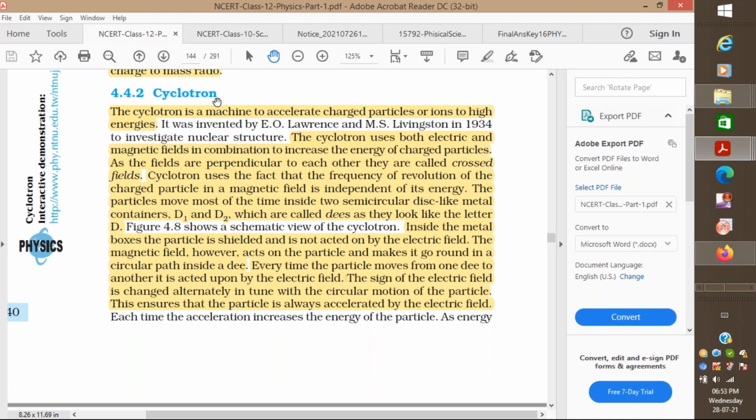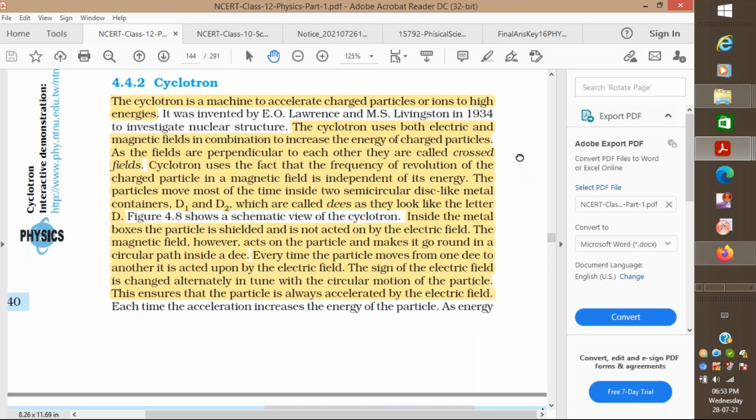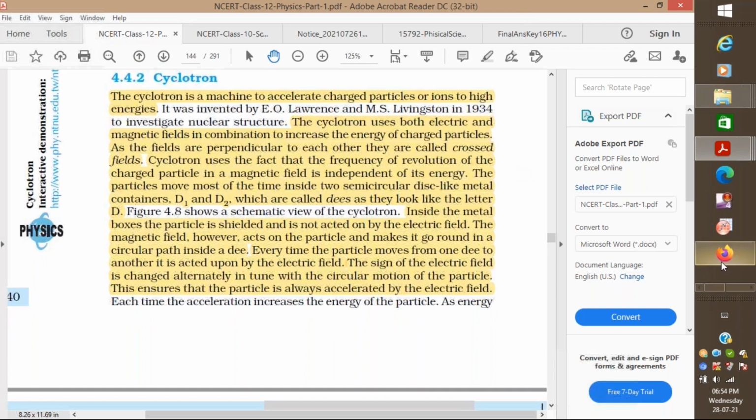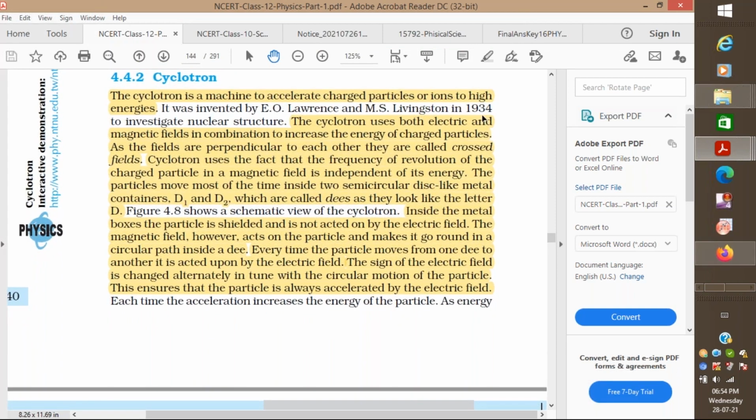With this, only a charged particle can be accelerated to a high energy. In 1934, this machine was constructed by E.O. Lawrence and M.S. Livingston while they were investigating the nuclear structure.